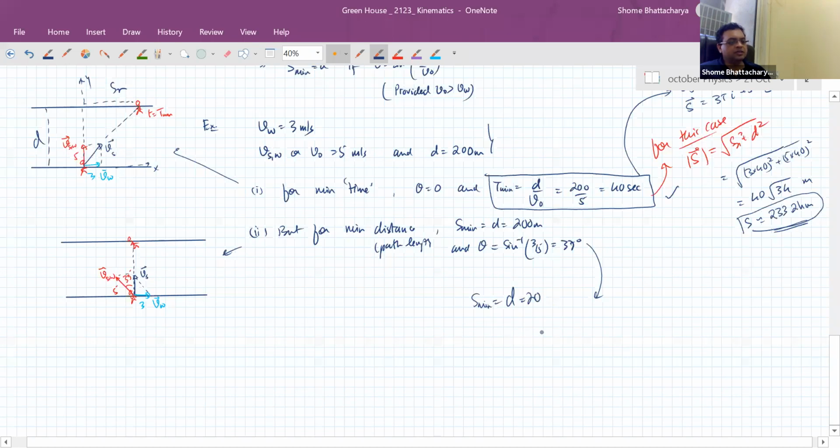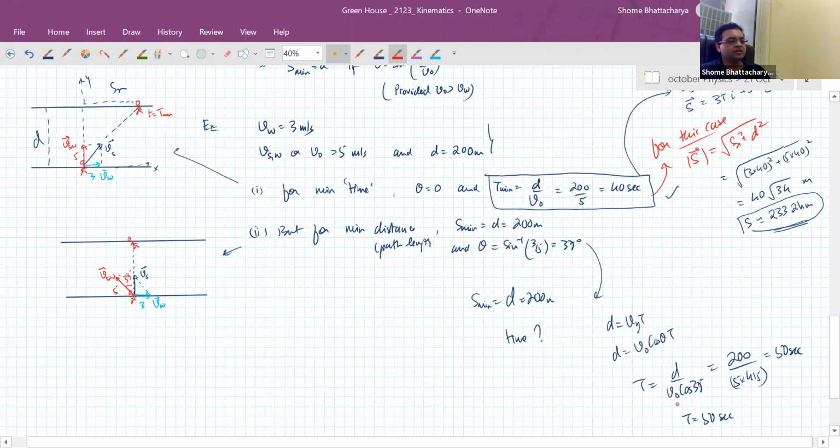But what about the time in this case? For the time, we go back to that equation that the y component of displacement is y component of velocity, sorry, Vy, into time. So d is going to be v naught cos theta into time. In this case, theta is 37. So the time taken will be d divided by v naught cos 37. So 200 meters divided by the swimming speed, which was 5 into cos 37, which is 4 by 5. So this will become 50 seconds. So in this case, the time he has taken is 50 seconds.